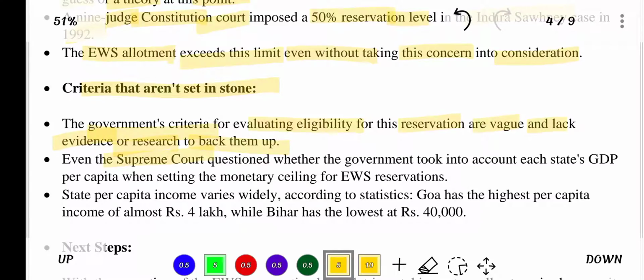Even the Supreme Court questioned whether the government took into account each state's GDP per capita when setting the monetary ceiling for EWS reservations. State per capita income varies widely according to statistics. Goa has the highest per capita income of almost rupees 4 lakh, while Bihar has the lowest at rupees 40,000.